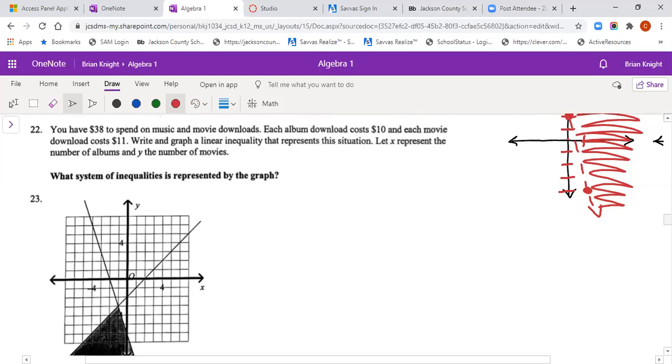So is there any way to go and buy a negative number of albums or a negative amount of movies? No. So for my graph, I'm only going to need the first quadrant, right? Okay. So before we get too far ahead of ourselves, what would this inequality be? How much do they cost?